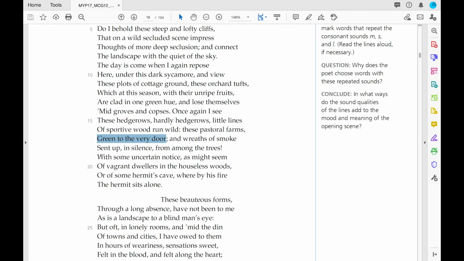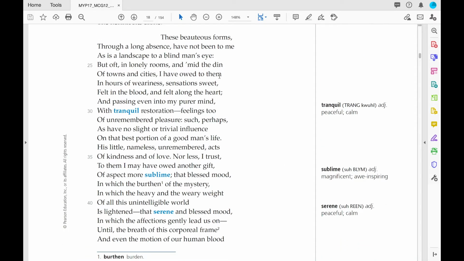Okay. With some uncertain notice, as might seem, a vagrant, so you might want to look up what vagrant is, dwellers in the houseless woods, or of some hermit's cave, where by his fire the hermit sits alone. Sounds peaceful. These beauteous forms, through a long absence, have not been to me as is a landscape to a blind man's eye. So what he's saying is, I still recognize the place, right? Like, even though I haven't been here in five years, five winters, five summers, I still remember it like it was yesterday, okay?